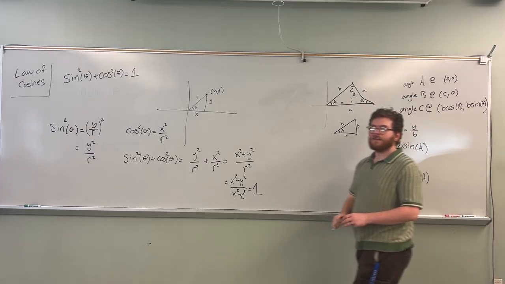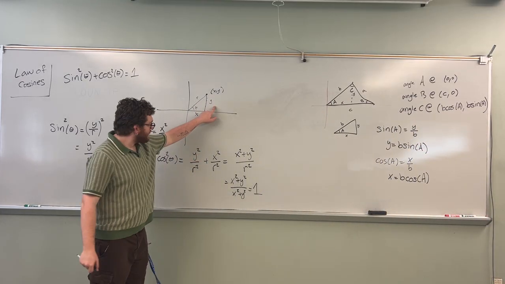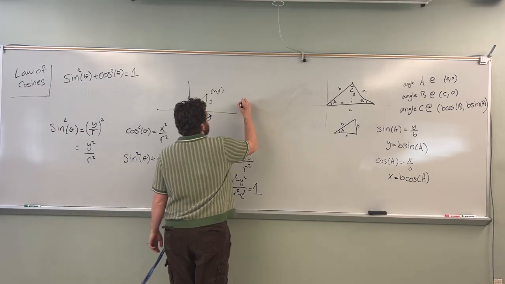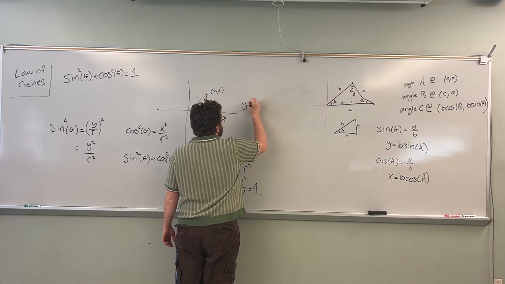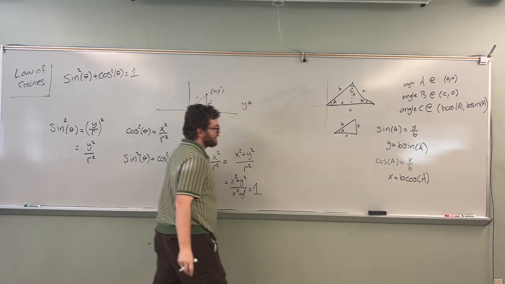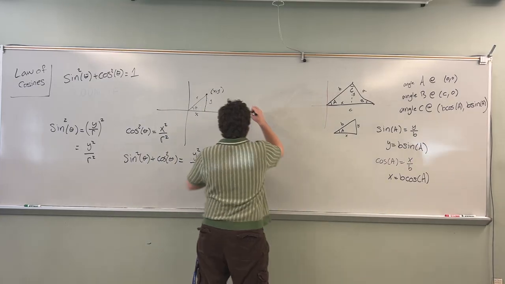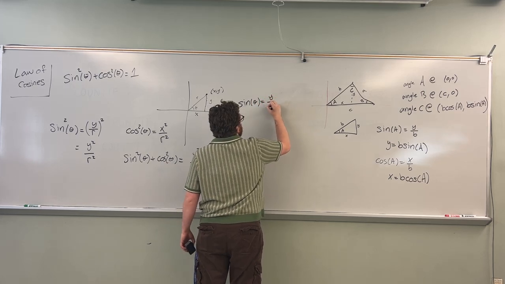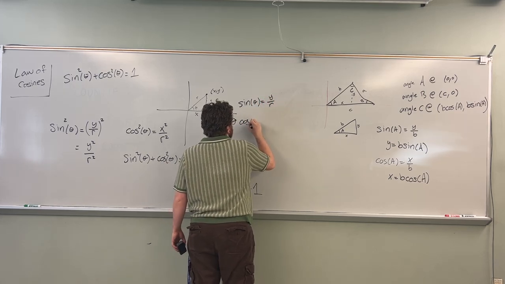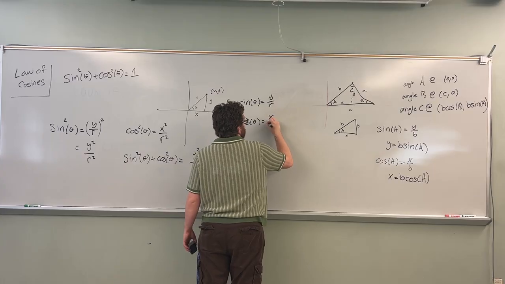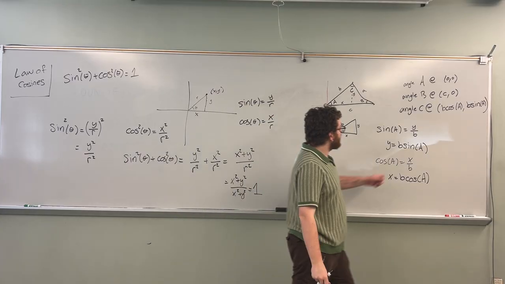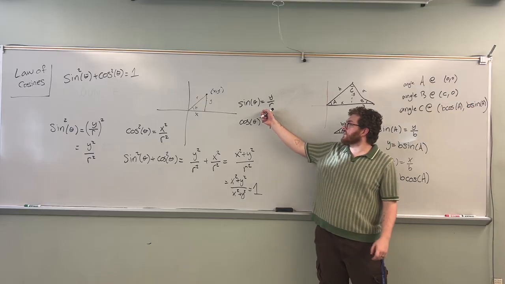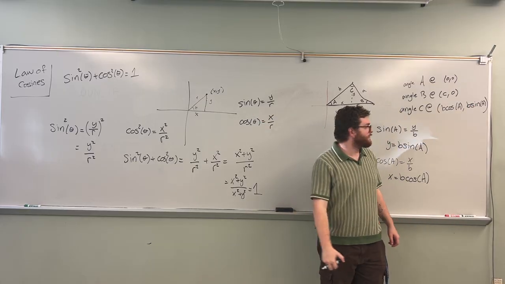Right? This kind of makes sense. Y corresponded, oh, I erased it. We said that y, or sine was corresponding to y. Sine of theta equals y over r, and cosine of theta corresponded to x. And so it makes sense that my x value is cosine, my y value is sine. Makes sense here in this construction.